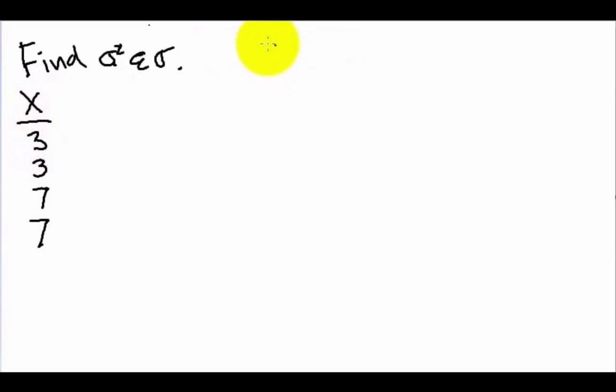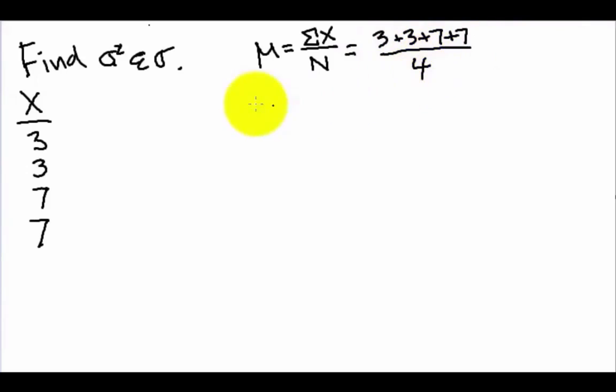Now the first thing we need to do is start by finding the mean. Since this is a population, we're going to use the formula for the population mean, which is equal to the sum of x over n. So we're just going to add up these values. We have 3 plus 3 plus 7 plus 7 over 4, since we have four values. Adding these up, 3 and 7 is 10, 3 and 7 is 10, so that's 10 plus 10 or 20 over 4, which is equal to 5. So the mean here is equal to 5.